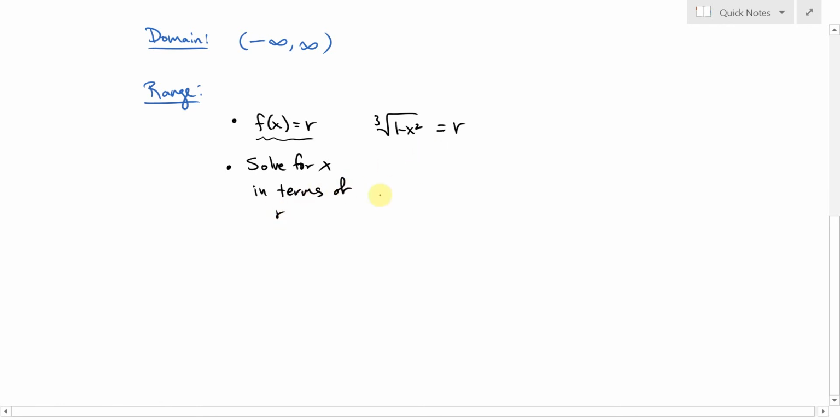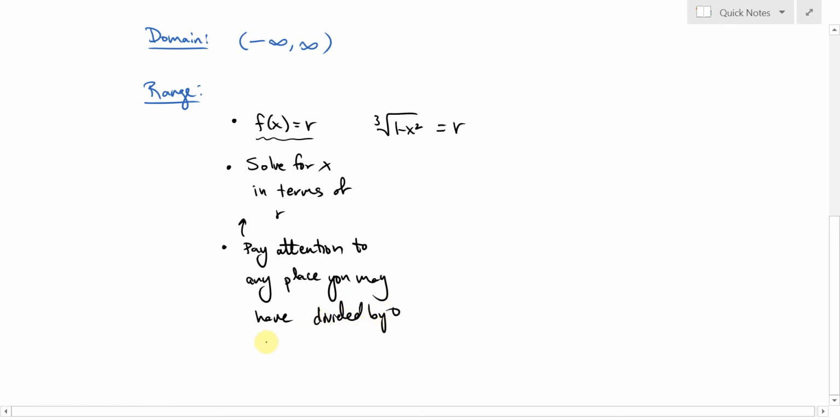So when we do this, well, let me just jump right to the third step, which is kind of an addendum to the second step. When you're doing this, pay attention to any place you may have divided by 0 or taken the square root of a negative number. And again, square root can be replaced with any even root.